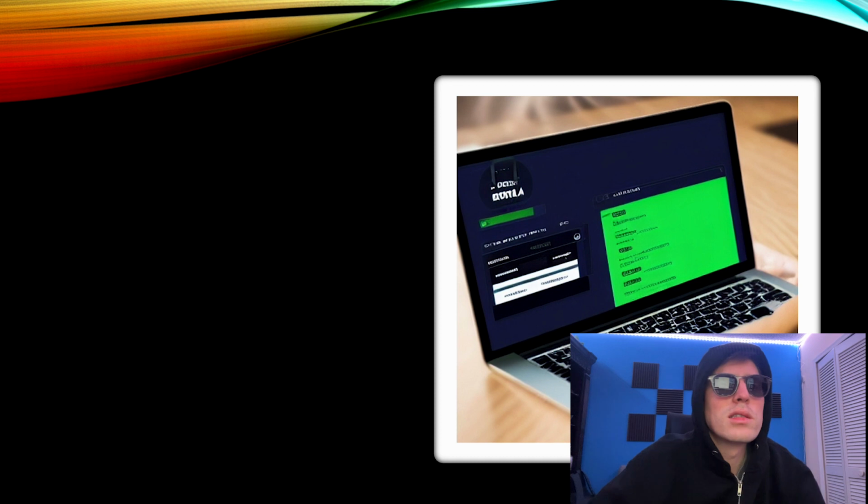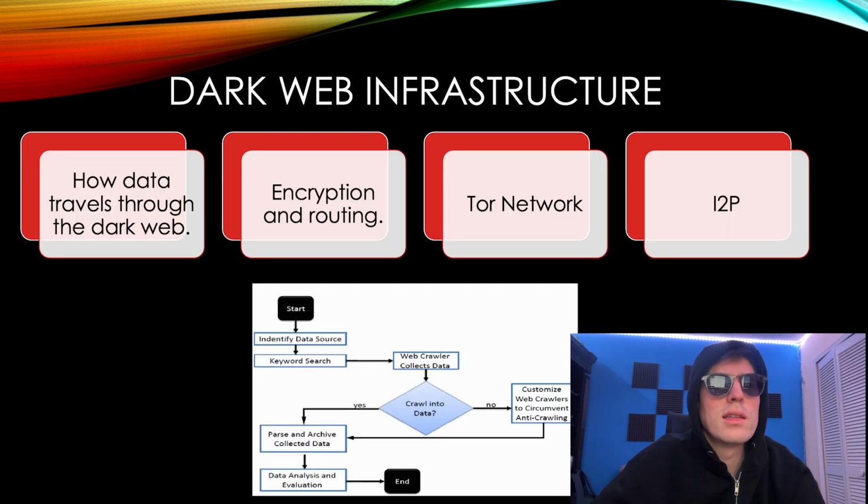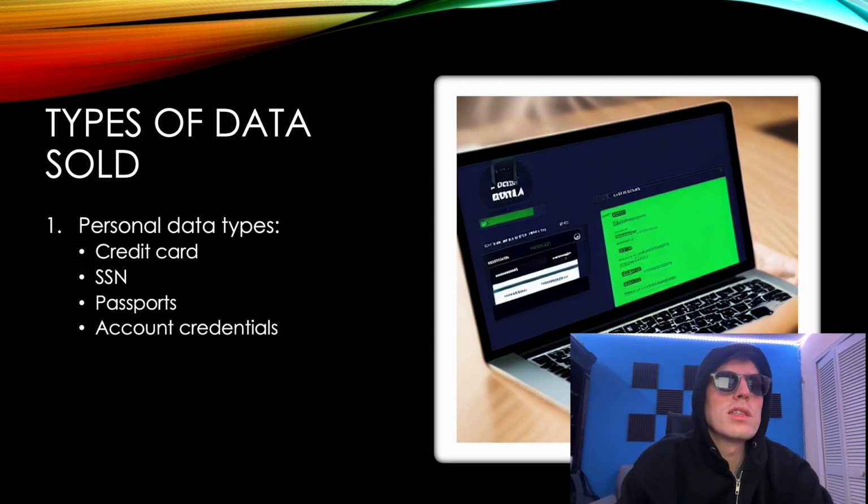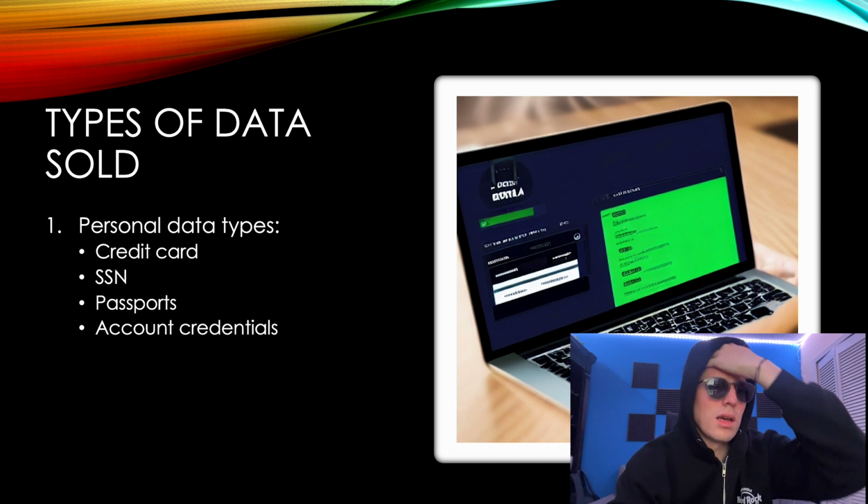Okay, so let's go into the types of data that's sold through the dark web and why the data is valuable. The first type of data is personal data: credit cards, social security numbers, passports, account credentials. When it comes to identity theft, usually you're talking about social security numbers.